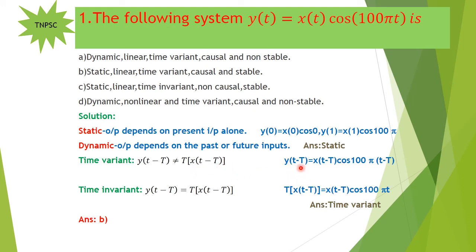So first we are going to delay the output by capital T. So y of t minus T is equal to x of t minus T into cos 100 pi of t minus capital T. Then we have to delay the input alone, x of t minus T. So that is equal to x of t minus T into cos 100 pi t. Can you follow? Here we are delaying only the input, and there we are delaying the output. If you delay the output, wherever t comes, t is replaced by t minus capital T. But while delaying the input, only the term inside the x will be delayed, right?